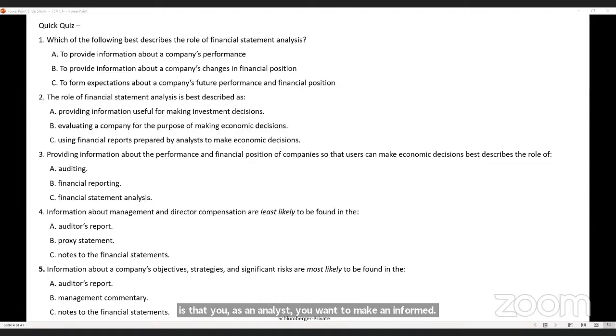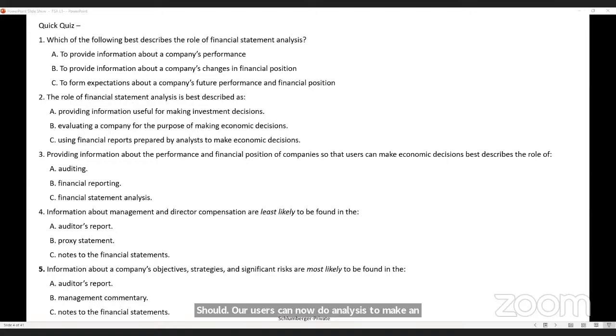See, look at that question. See, it's easier for you to get confused. The question said providing information about the performance of a company and the financial position, so that users, the people that want to use it, can make economic decisions. It's called financial reporting. It is when you are providing the performance of that organization, so that users can now do analysis to make an informed decision.